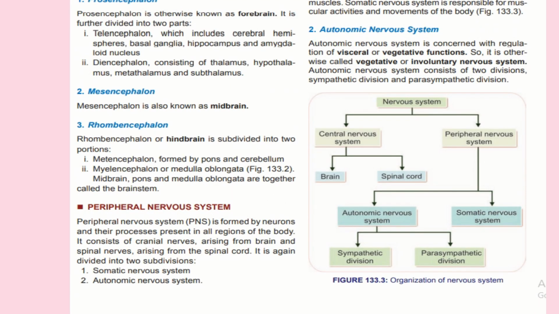Next we have peripheral nervous system. Peripheral nervous system is formed by neurons and their process present in all the regions of the body. It consists of your cranial nerves arising from the brain and spinal nerves arising from the spinal cord. It is then further divided into somatic nervous system and autonomic nervous system.